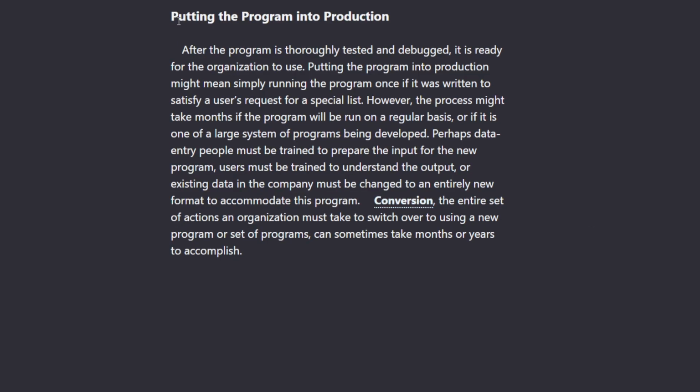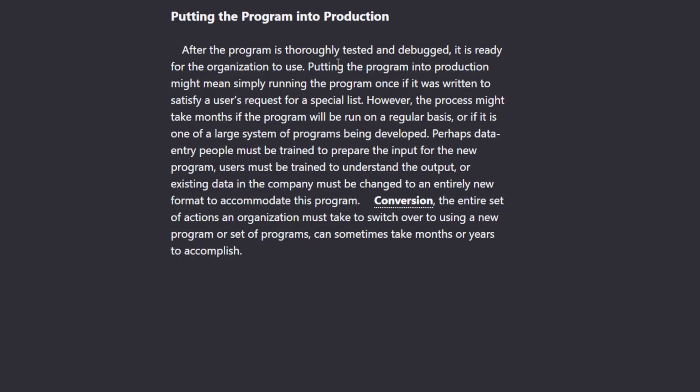I think this is second to the last, if I'm not mistaken. Putting the program into production. After the program is thoroughly tested and debugged, it is ready for the organization to use. Putting the program into production might mean simply running the program once if it was written to satisfy a user's request for a special list.